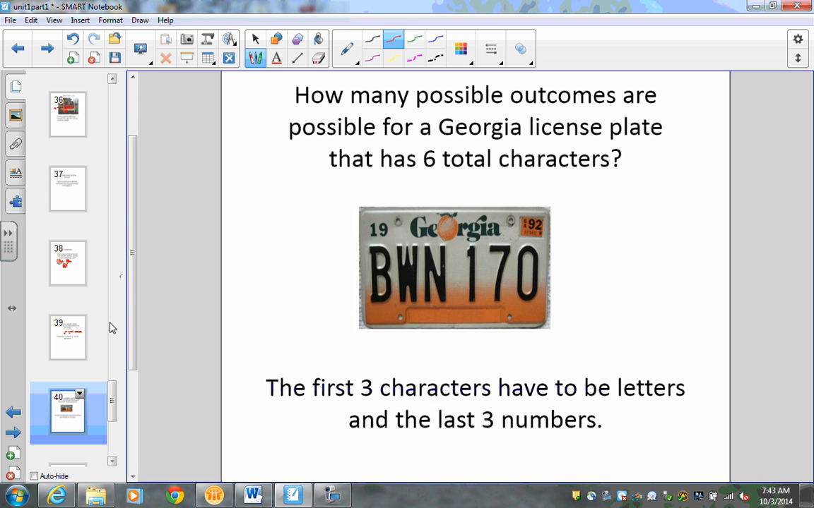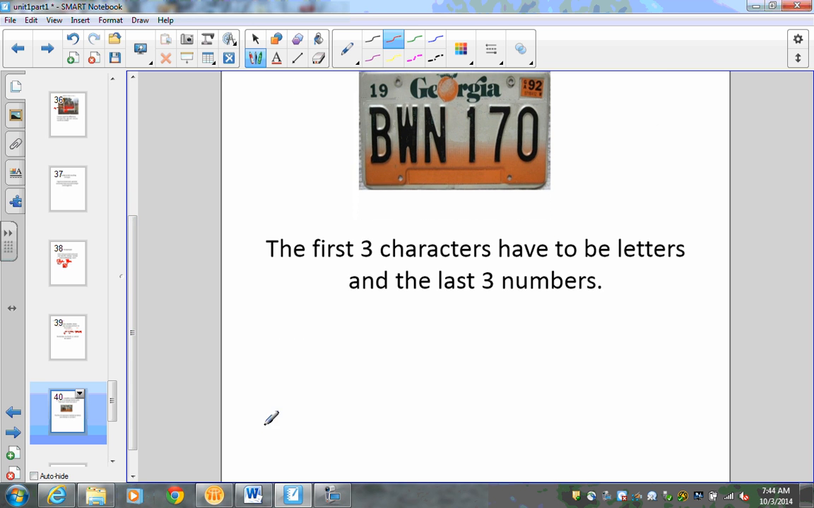All right, here you have a license plate. How many possible outcomes are possible for a Georgia license plate that has a total of 6 characters? The first 3 characters have to be letters, and the last 3 have to be numbers. So the first 3 blanks have to be letters, L, L, L, and then the last 3 have to be numbers. I could have said digit, but we'll just say numbers. The question you ask yourself is how many letters are there in the alphabet? Well, there's 26. So 26, 26, 26.